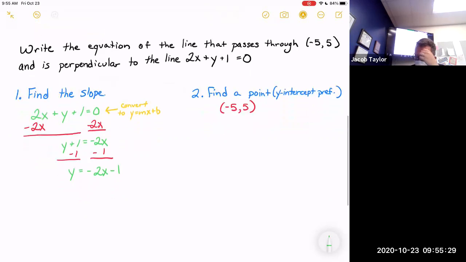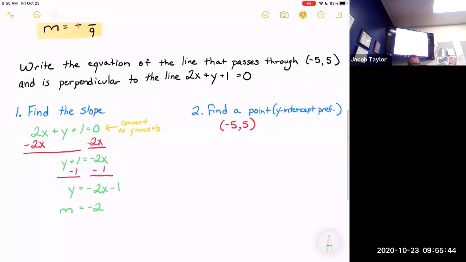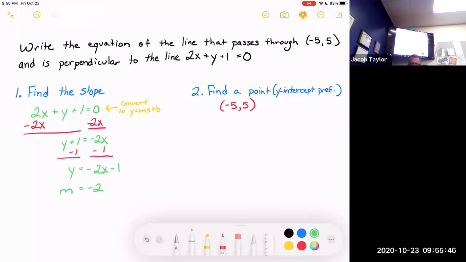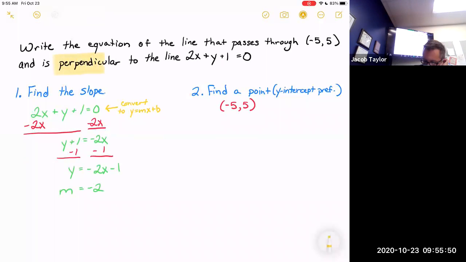So what's the slope of that line? That's the whole equation. What's just the slope? Negative 2. Is that going to be the slope of my new line? Probably not, because if we go back up and read the question, I want something that is perpendicular to that line.